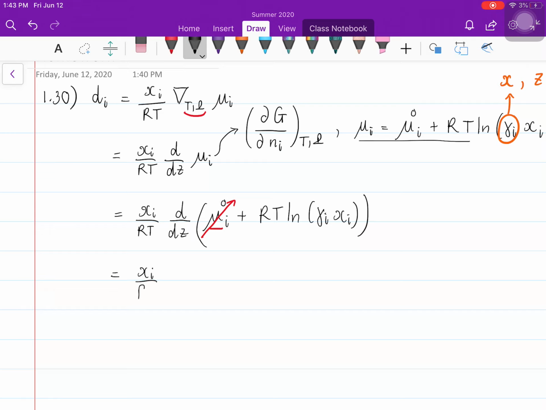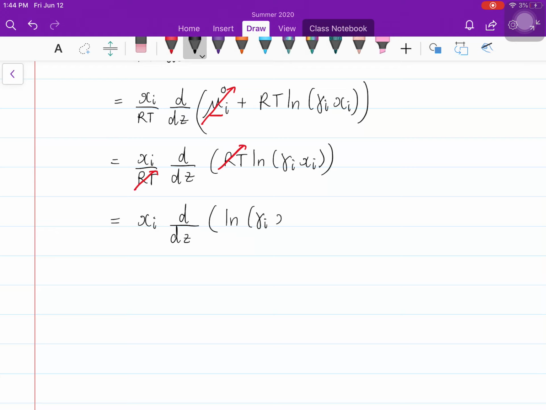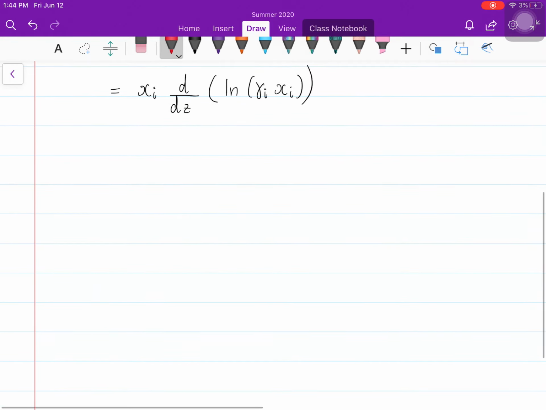So we have x_i over RT times d over dz of RT times ln gamma_i x_i. Then RT and RT cancel out, which leaves us the molar fraction of i times the derivative with respect to position of the natural log of the activity coefficient of i times the molar fraction of i. To calculate this derivative, we will need to use the chain rule.